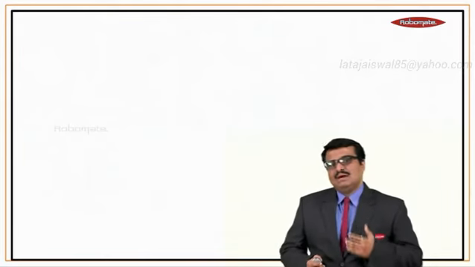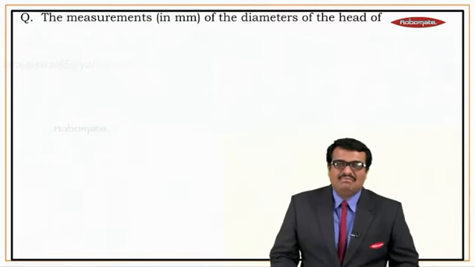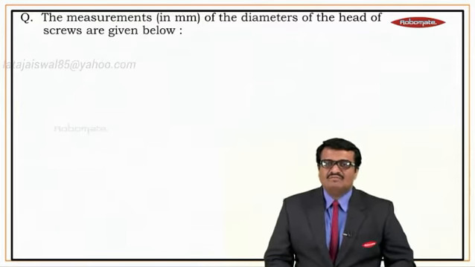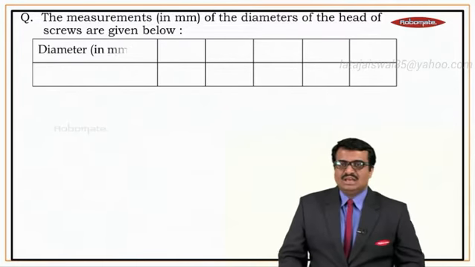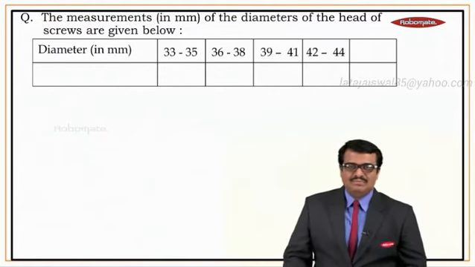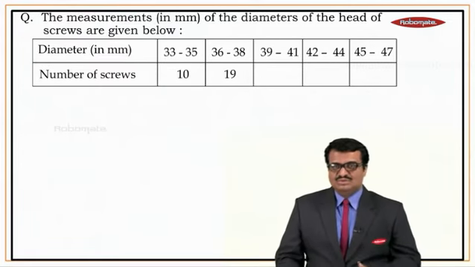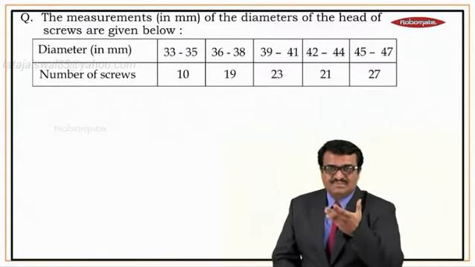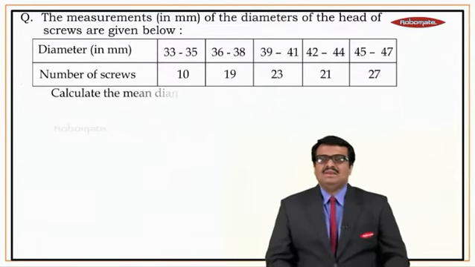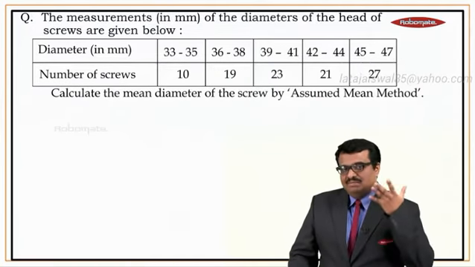Let us take one sum. The question is like this: the measurements in mm of diameters of the heads of screws are given below. Two rows are given. The first row is diameter in mm, these are the diameters of screw heads, and the second is number of screws. In short, they have given you classes and frequency. Calculate the mean diameter of the screws by the assumed mean method.